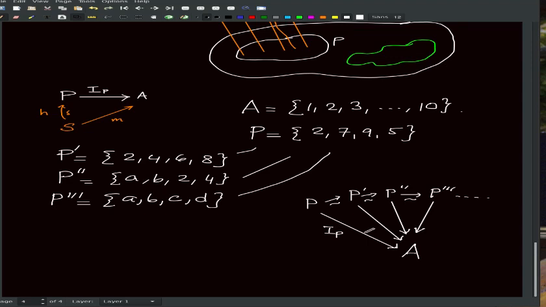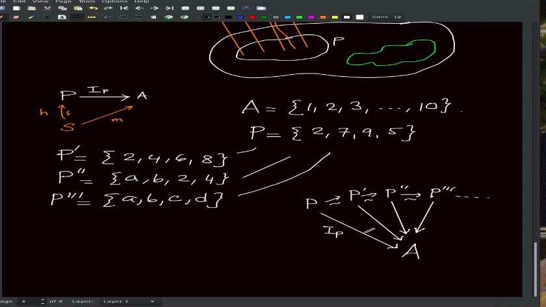Now, therefore, we can take P as a representative of all these P primes, P double primes, and so on. It's just a representation. The only difference is that this is where you can say this is the boon of explicitness, that we have this P as exactly sitting inside A. Okay? Nothing more than that, though.